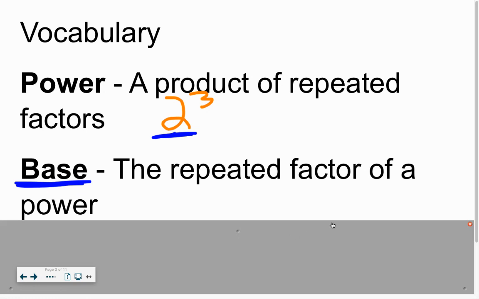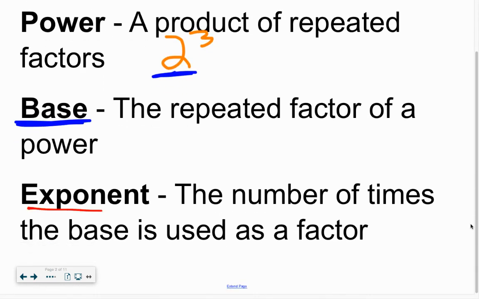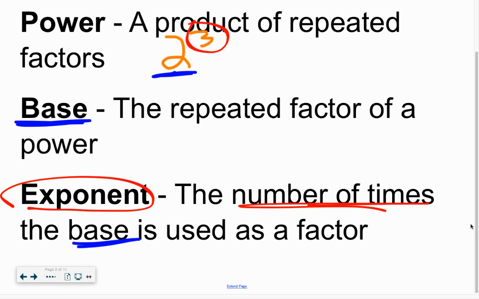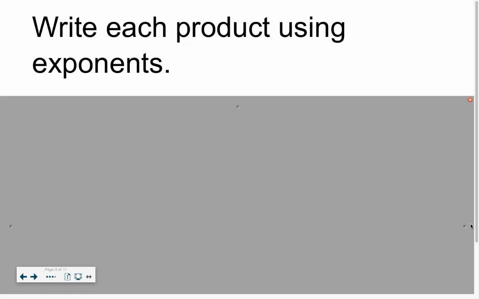The base is the repeated factor, and then the exponent, using our technical terms with attending to precision with our vocabulary. Exponent is the number of times that the base is used as the factor. So that would be the tiny number up here, sometimes referred to as a power, but we're going to call it an exponent. So base of 2, exponent of 3, which means we need 3 2's to figure that out in evaluation, but we'll get there. For right now, read instructions.